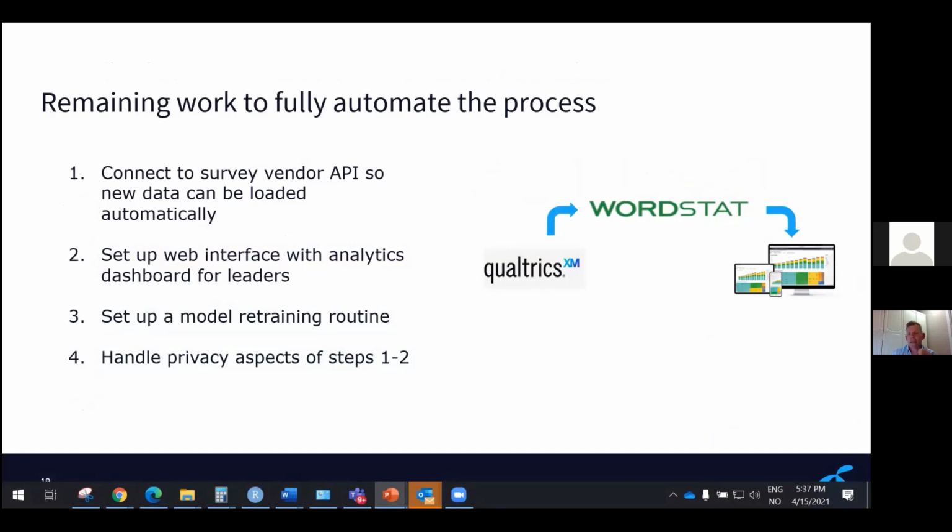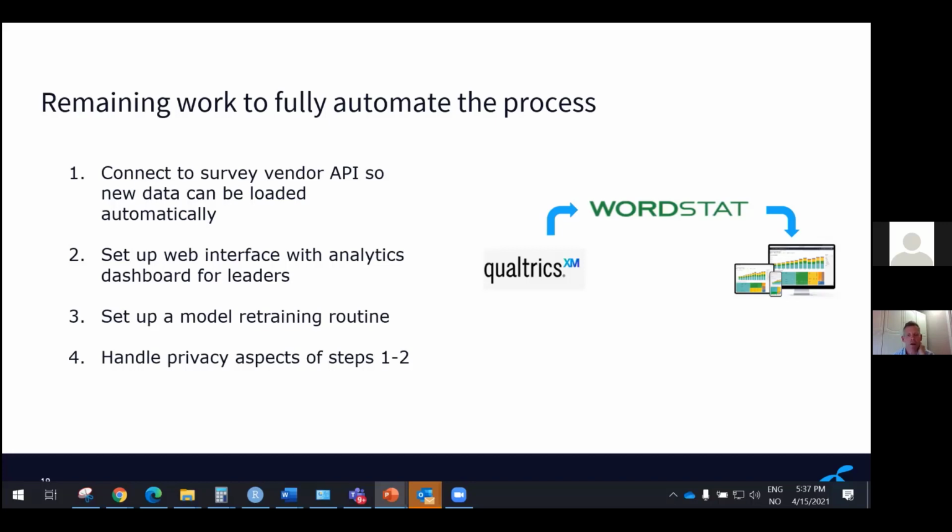So we need to connect to that API. That's possible to do. And we also need a web interface with the analytics, so that the analytics is also coming out automatically. And then we need a model retraining routine, so we know that we're retraining the model frequently enough, so we're actually capturing what's in the data. We cannot expect that the model will be useful forever when the world is changing. So those things we need to do.